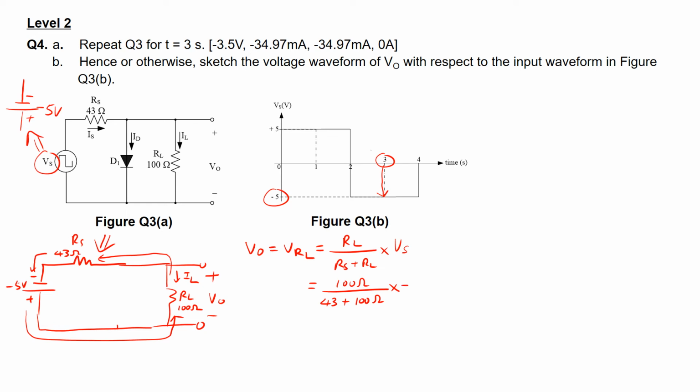In this case, Vs is minus 5 volts. So if you calculate this out, VRL will be equal to minus 3.5 volts.